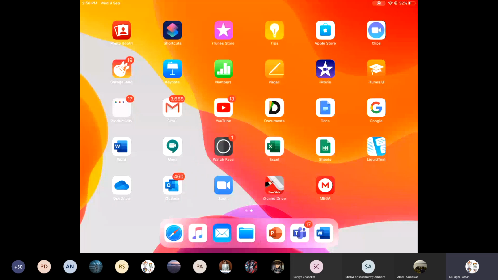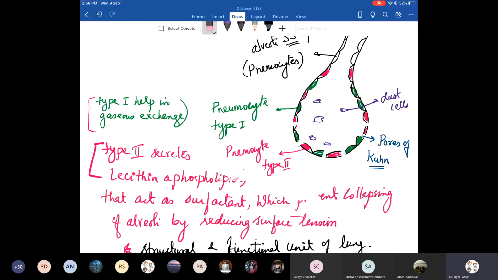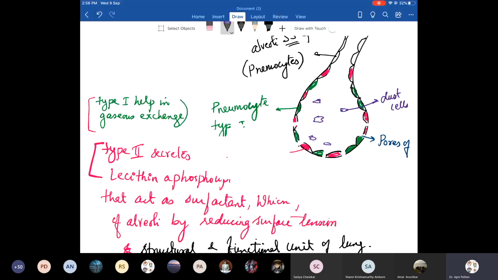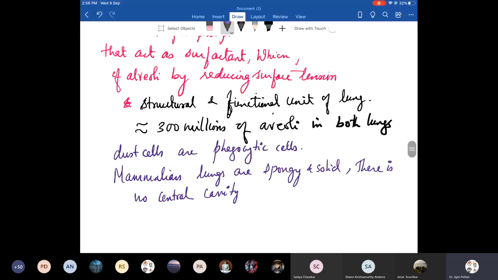Are you all done with this diagram? I need to erase. Let me erase this part. Yes, ma'am. Okay, write down quickly. Fast, I'll be erasing it quickly. If you have any doubts, write down. Done? Yes, ma'am. Okay, now listen.